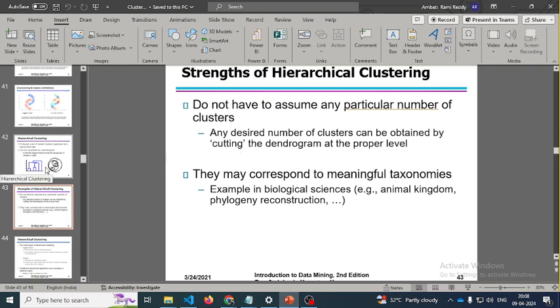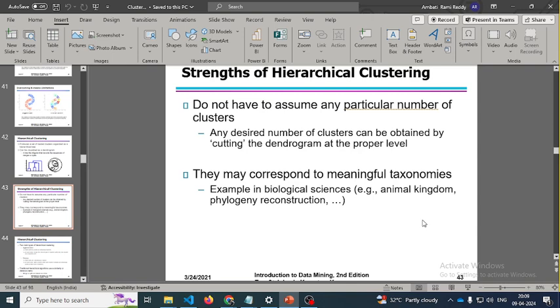If you want to increase the cluster size, you just cut the dendrogram at the proper level, whether you want to use the bottom level, or somewhere in the middle level or a high level. That is another advantage if you are using hierarchical clustering.